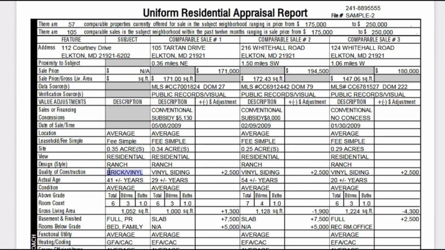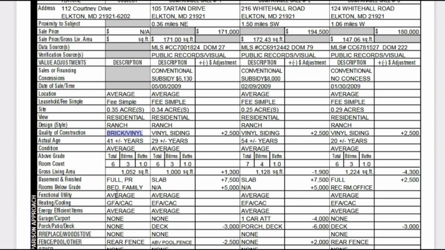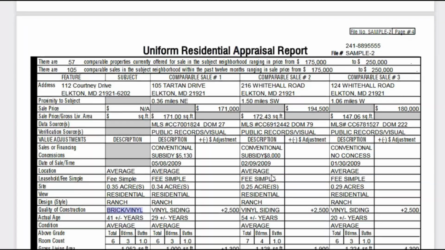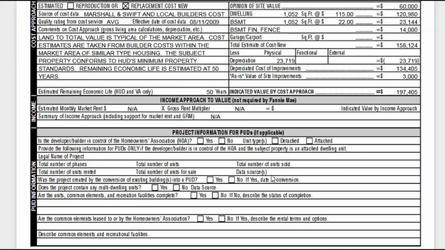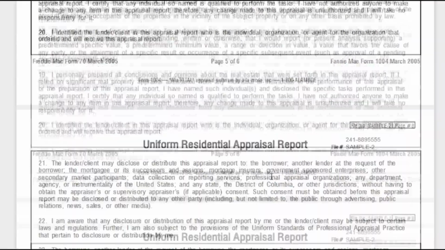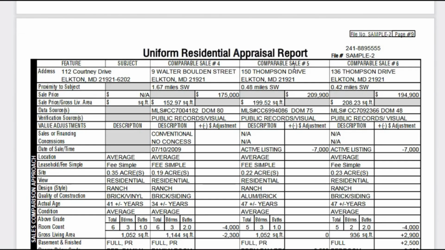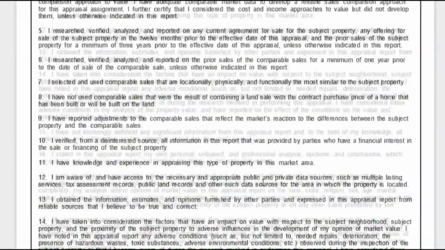Quality of construction, brick, vinyl, the age, actual age, then condition, right? So you fill all of these things out. And then you have to find comparable sales. You have to have a minimum of 3 comparable sales, but usually they want more. So then there's, I don't have another page here. Oh yeah, here it is. You have comparable 4, 5, and 6.